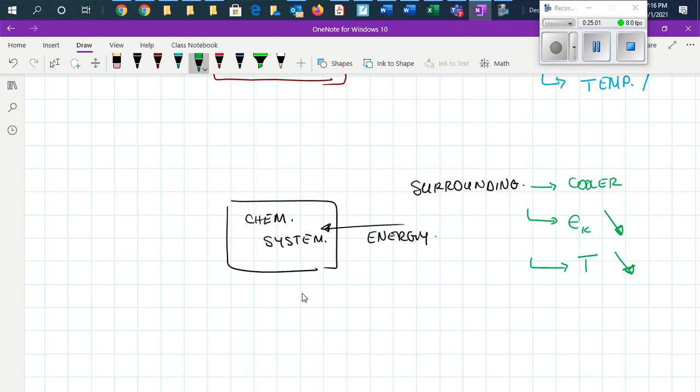But when the system is absorbing the energy or is needing energy in order to complete that reaction, then what is happening is that it is adding in.